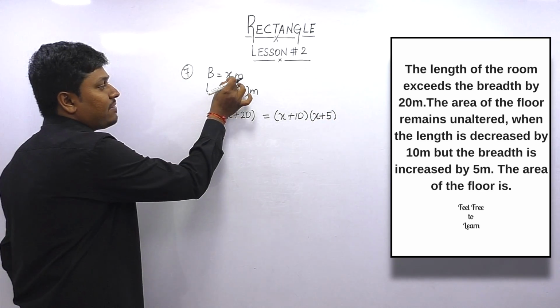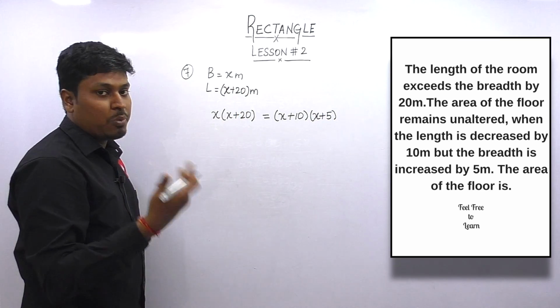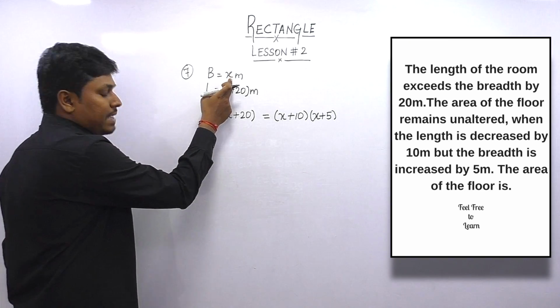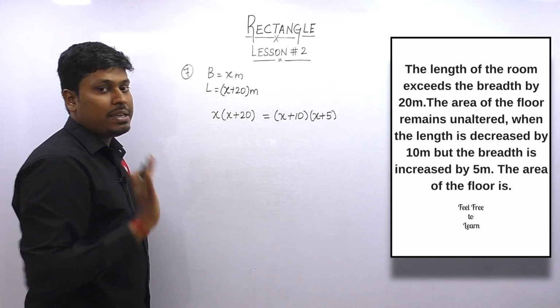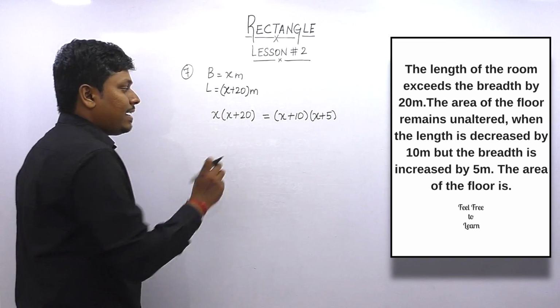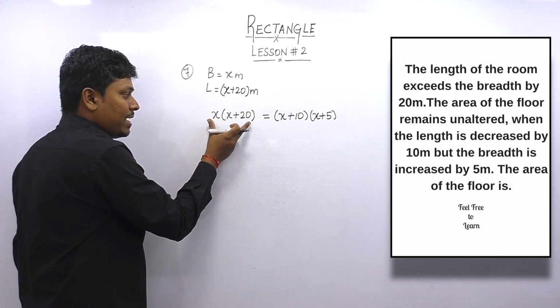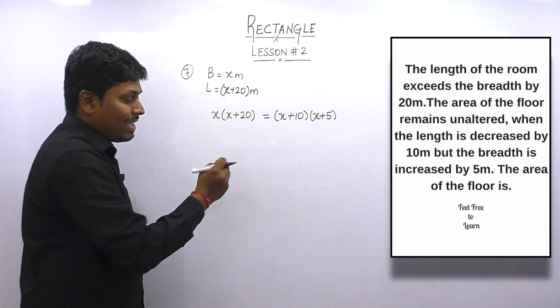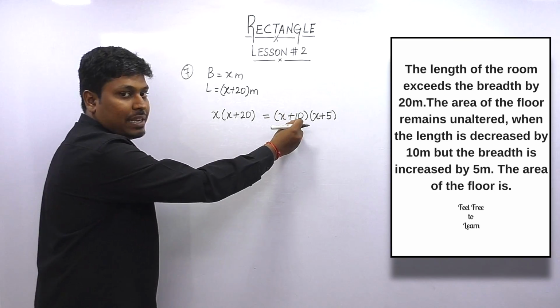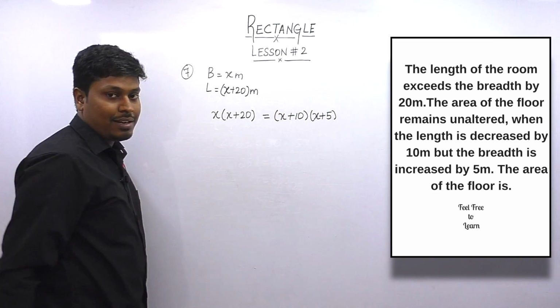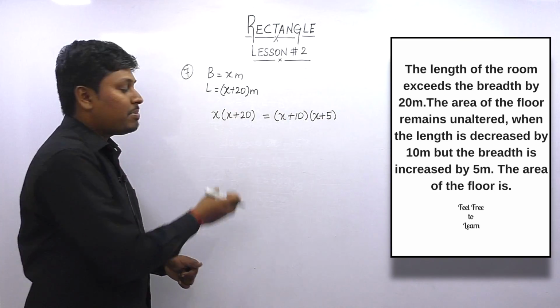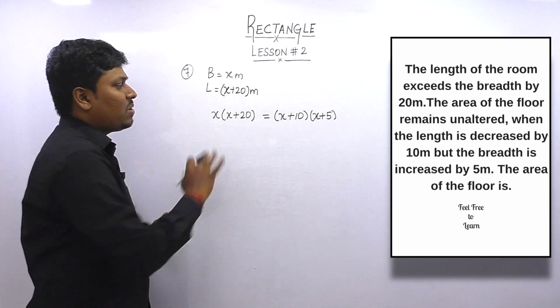Listen here, initially they have given that the length is 20 meter more than the breadth. So we can say breadth is x meter, length will be x plus 20 meter, right? First concept. And second is the area of the rectangle. Area will be length into breadth. So the area of the rectangle is unaltered, even with a decrease in length of 10 meter and increase in breadth of 5 meter, right? Even though there is an increase and decrease, the area remains the same. So now we can solve this.